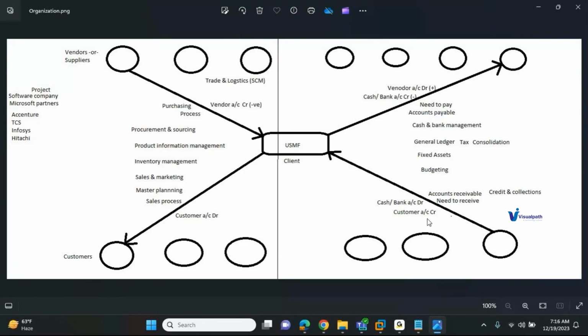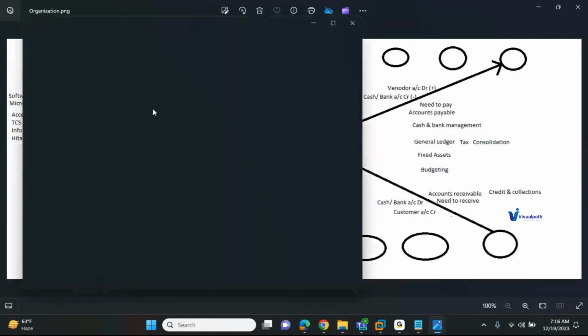If you want to do these things, you need to understand the tax module also, one of the topics. And one more: fixed assets module, budgeting, credit and collection. So in finance, you are going to learn accounts payable, accounts receivable module, cash and bank management, general ledger, tax module, consolidation, fixed assets, budgeting, and credit and collections. All these modules you are going to learn. That's what I have written here in these modules.